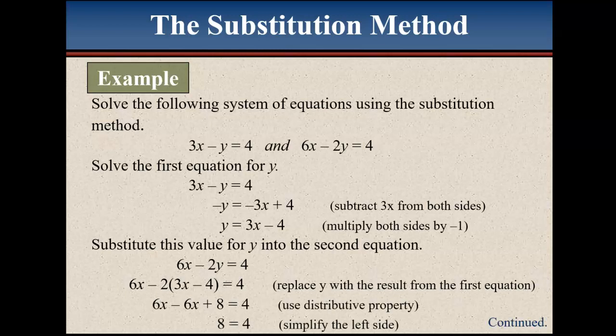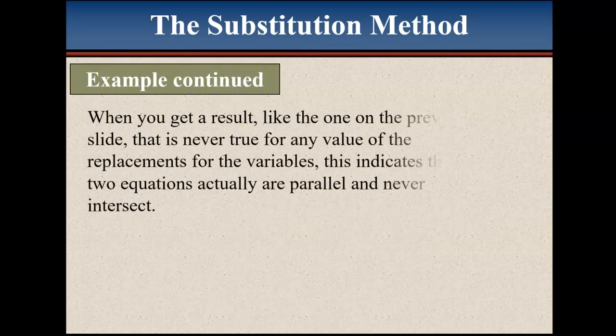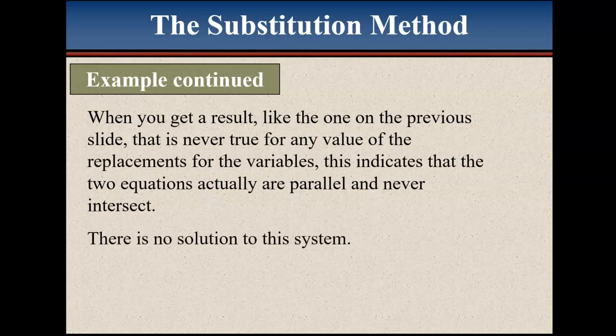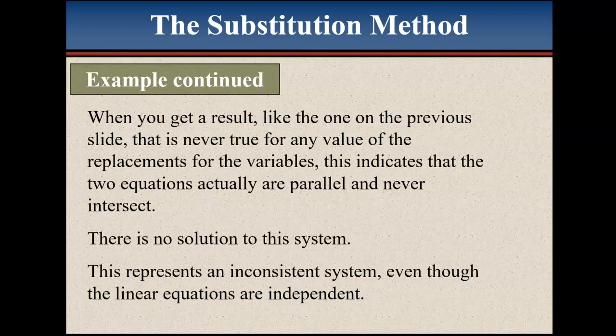And look at this. Now we have 8 equal to 4. That is a false statement. That is not a true statement. Okay, so when we get this result, the lines are parallel and never intersect. Right? So there is no solution to the system when you get that result. They're said to be independent, right? Because they're not intersecting each other.